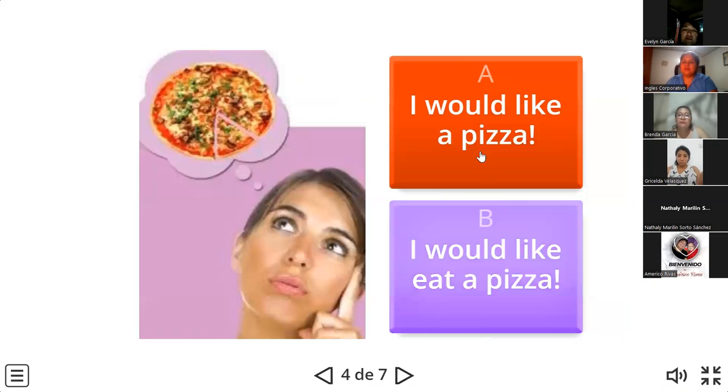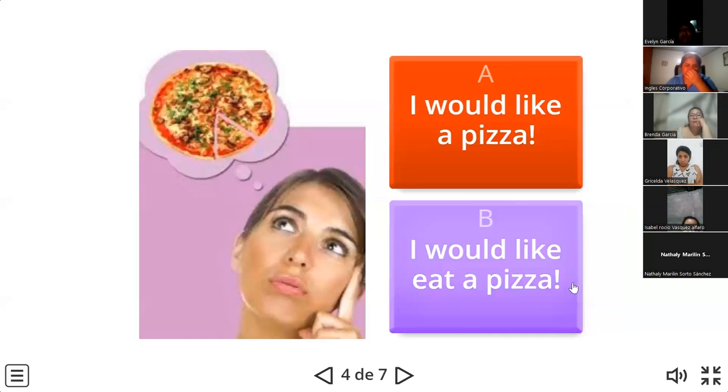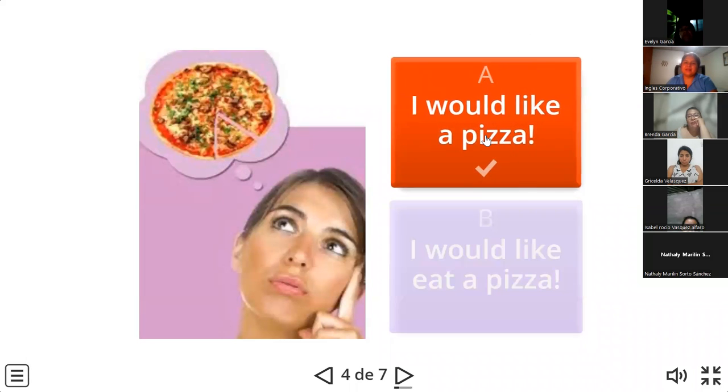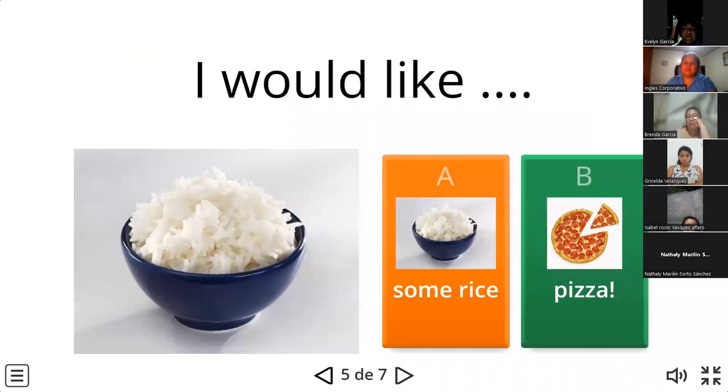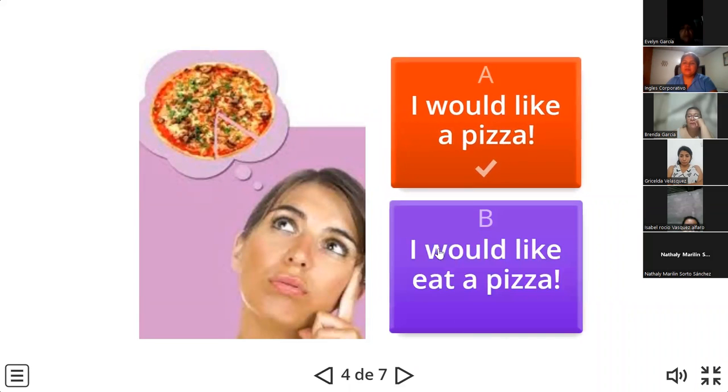Okay. Number four. I would like a pizza, or I would like eat a pizza. Letter B, I would like a pizza. Remember that before, when we use like, we can use eating a pizza. After like, you can use a verb with ing. I would like eating a pizza is another way that will be correct.